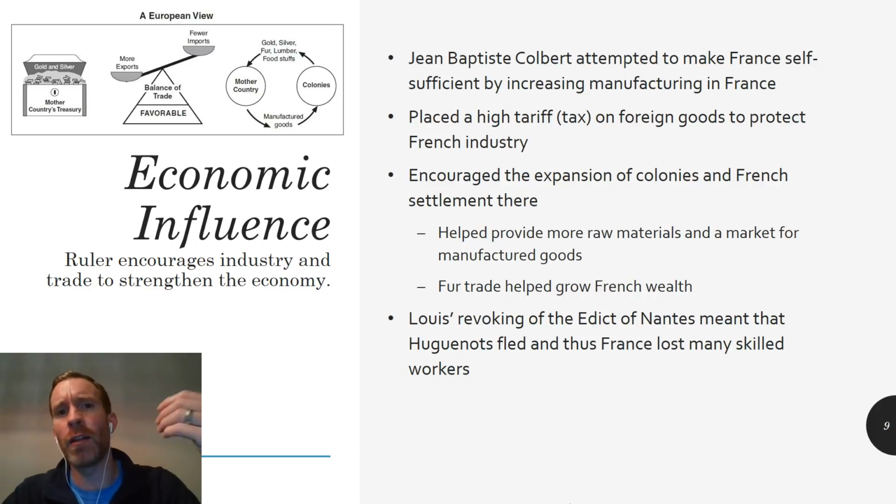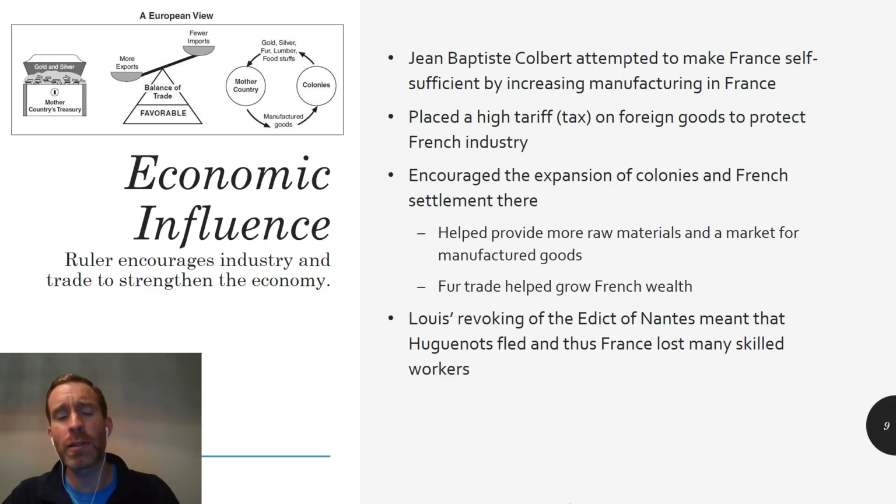In order to prevent a lot of foreign trade goods coming in for the French people to buy, remember they want to keep that low, he's going to place a high tariff or a tax on those goods to protect French industry. He's going to encourage French expansion into their colonial settlements because that means then more raw materials can come back to France. The fur trade is going to help.